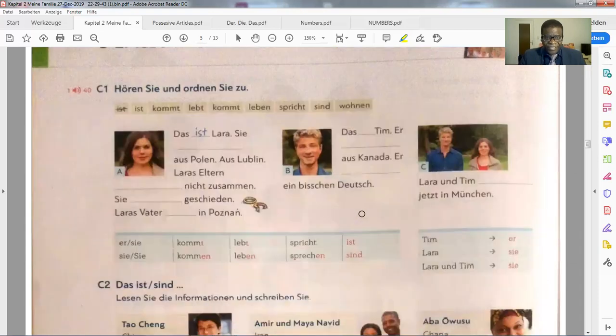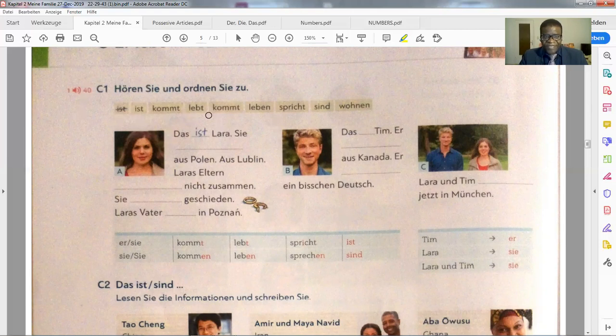Okay. Now, the next lesson is gonna start from here. Say, hören Sie und ordnen Sie zu. Okay? No, let me not push it to the next lesson. I'm gonna finish it, I promise. Never be bored. Let me finish this one. It's quite interesting. Hören Sie und ordnen Sie zu. Is meaning listen and fill out the blanks. We don't have a CD, don't worry, I'm gonna guide you.